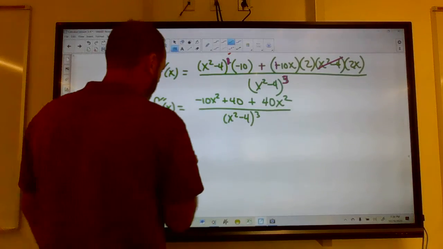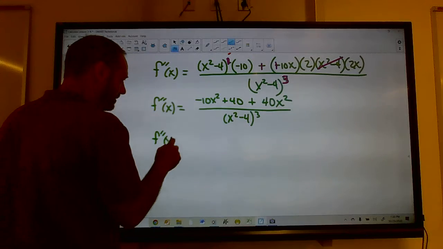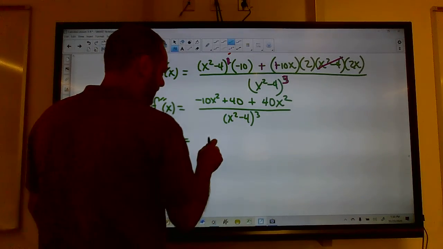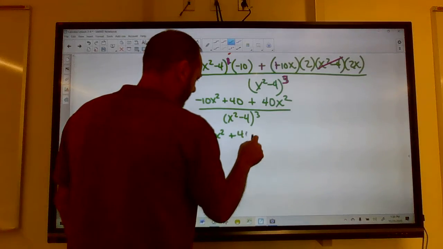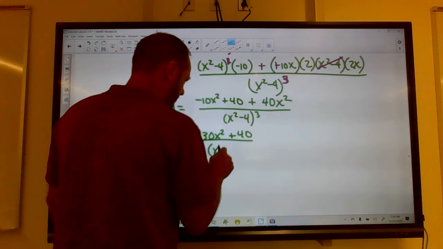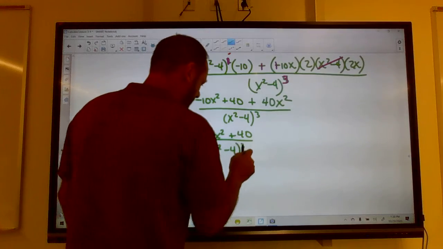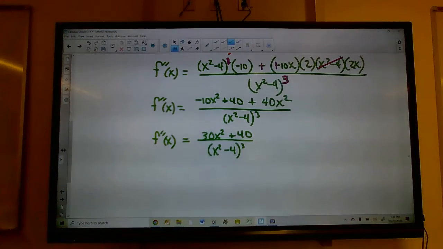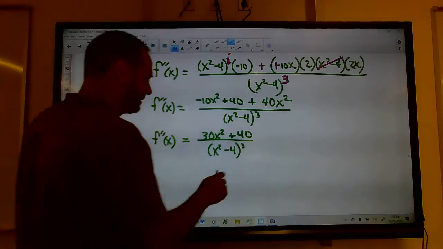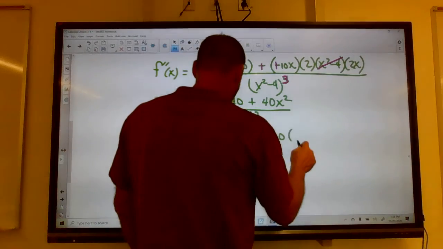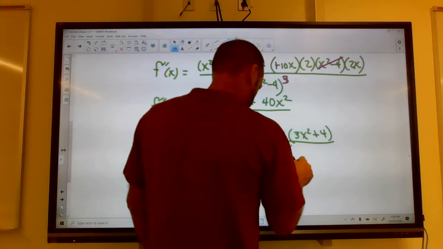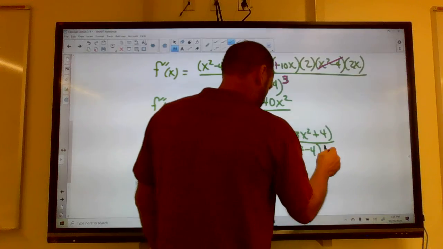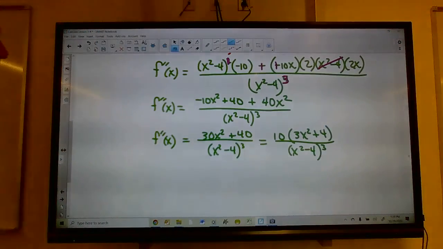And those will combine like terms. And I get 30x squared plus 40 all over x squared minus 4 cubed. I don't know, they factor a 10 out. They do, they factor out a 10. So I get 10 times 3x squared plus 4 over x squared minus 4 to the third power. There's my second derivative.